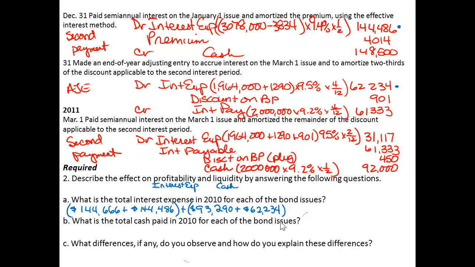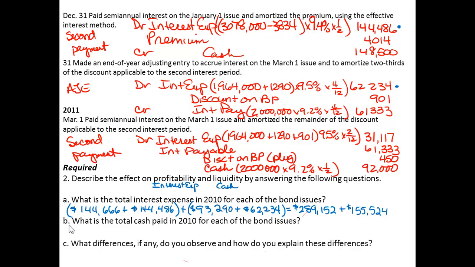So the total interest expense for one was for 12 months for the premium, and for the second one, the discount, was for 10 months only. So the one that was issued at a premium is $289,152, and that was for 12 months. And for the discount, which was only 10 months of interest expense, it was $155,524.